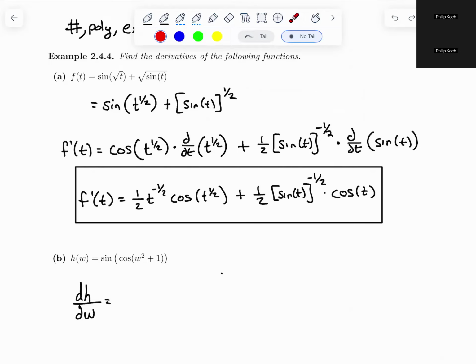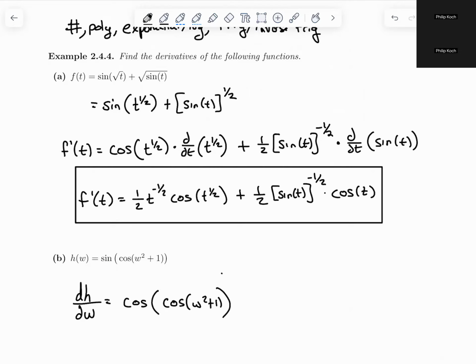So this next one has a really good way of showing how the chain rule works. The outermost function, the derivative of the outside function, is the derivative of sine, which would be cosine. So it's the derivative of the outside function evaluated at the inside function. The inside function for sine is cosine of w squared plus 1. So this is cosine of cosine of w squared plus 1, times the derivative of that inside, so times d/dw of cosine of w squared plus 1.